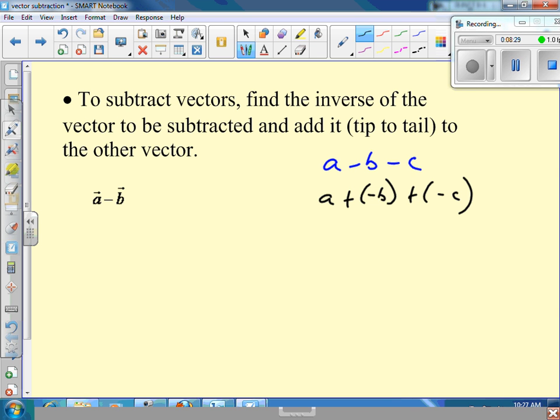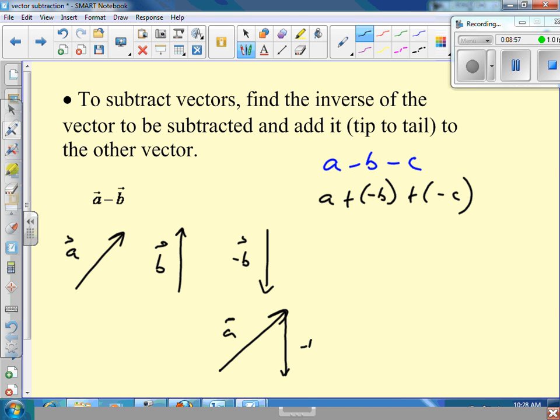So, let me give you an example here. I've got A minus B. So if I've got vector A like this, right? And vector B straight up like that, well, what is minus B equal to? Straight down, right? And then you simply add them. So it's going to be A, and then you add tip to tail minus B.